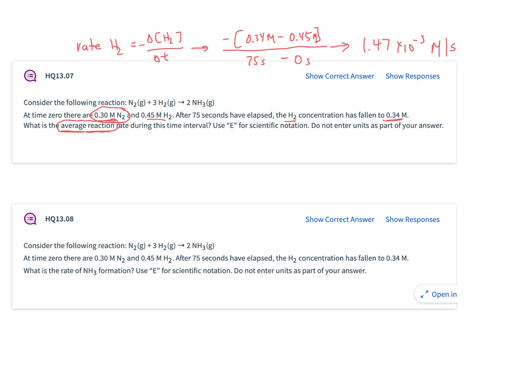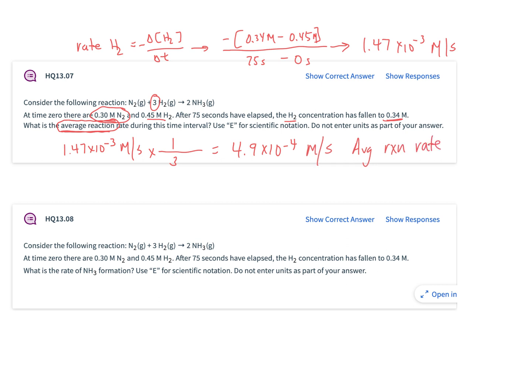The average rate, however, would be the same for the whole reaction. So we would take this for hydrogen, right? The rate for hydrogen is 1.47 times 10 to the minus 3 molar per second. And the coefficient in front of hydrogen is 3, which means it's reacting 3 times faster, right? So divide that by 3, and I get an average rate of about 4.9 times 10 to the minus 4 molar per second. Would be our average reaction rate.